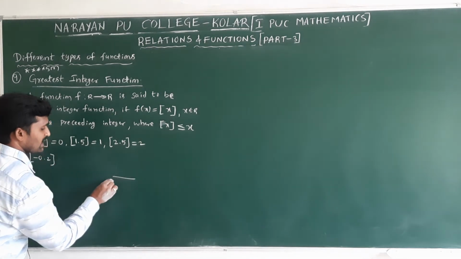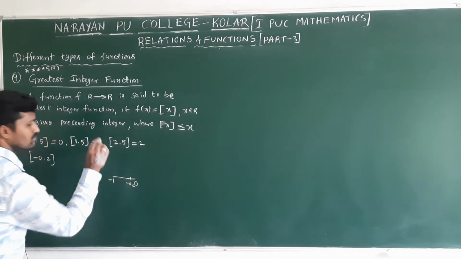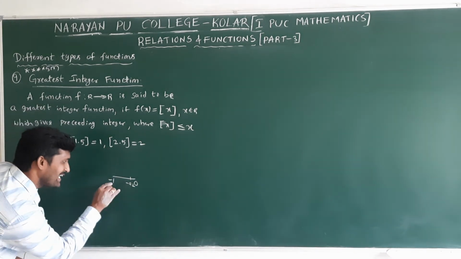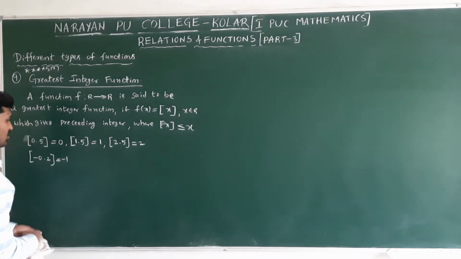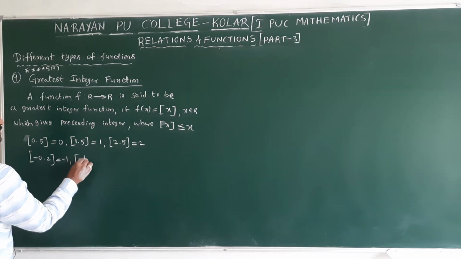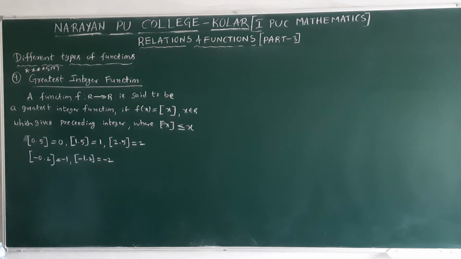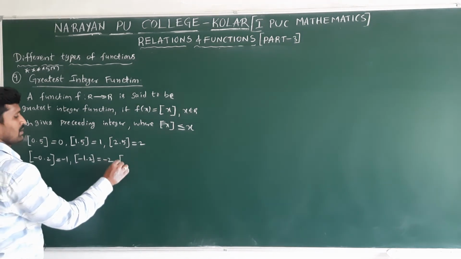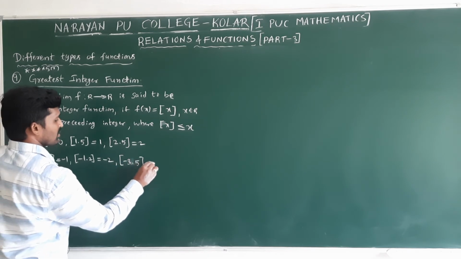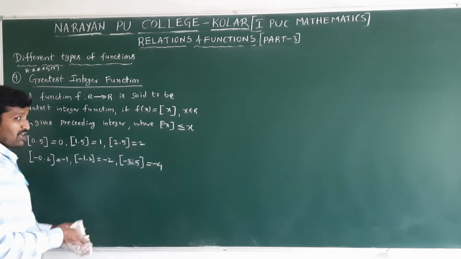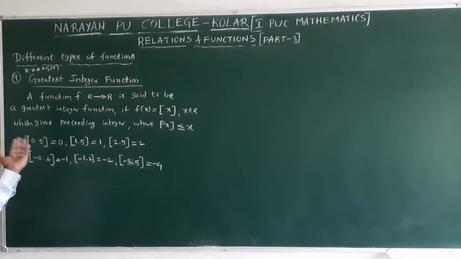Coming to the negative side, minus 0.2. Minus 0.2 lies between minus 1 to 0. What is the preceding integer? Minus 1. Clear? For minus 1.2, what is the preceding integer? Minus 2. Like that you can take minus 3.5. What is the preceding integer? Minus 4. Left side value you have to take. Where this value we are taking, for that we need to take the left integer, not the right integer.